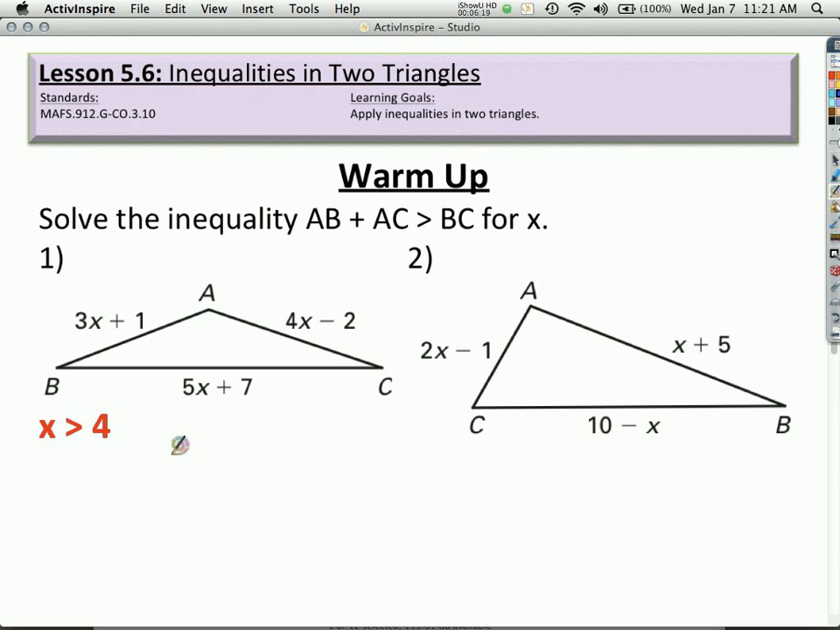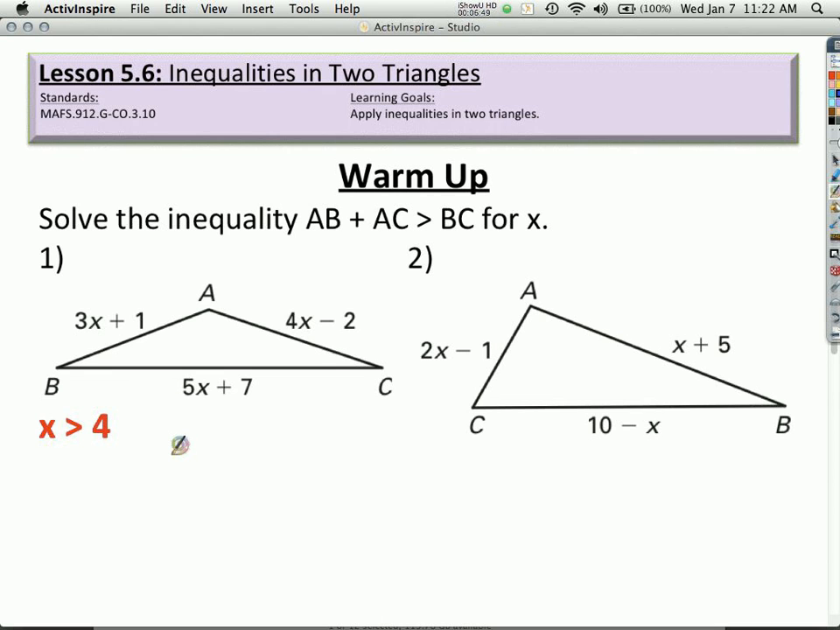Number 2. Let's see how we did. Question number 2. I got student number 17, 4, 13, and 16. Student number 17, what'd you get? X is greater than 2. Okay. Student number 4. X is greater than 1. Okay. So we have a disagreement. Student number 13, what'd you get? Okay. Student number 16, what'd you get?